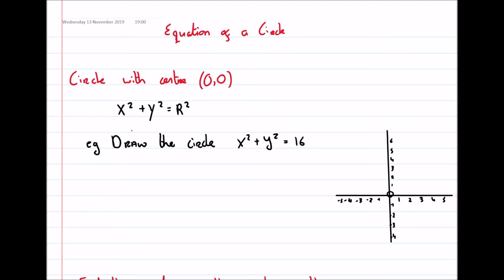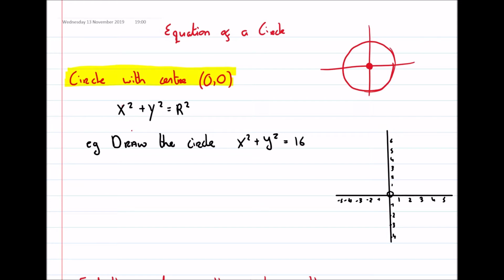In this video we're going to look at circles and in particular equations of circles. The first type of circle we're going to look at is a circle with center 0, 0. What I mean by that is its center point would always start at the origin, point 0, 0, and then it'll go around it.